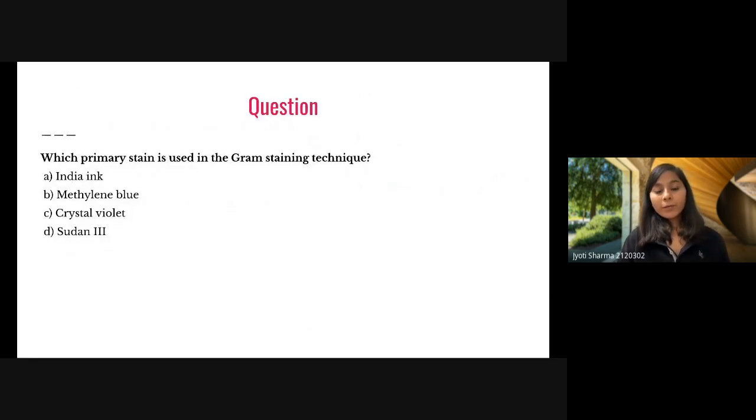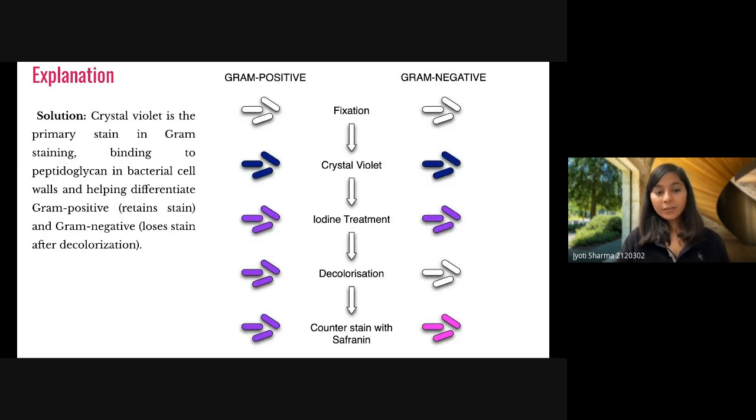What kind of staining technique, or what staining material, can we use to differentiate whether our bacteria is gram positive or gram negative? We will use the crystal violet stain. You can see here, if it is gram positive, after staining it will give you the purple color. But if the bacteria is gram negative, then it will give you the pink color after staining. That's how crystal violet can be used to differentiate between gram negative and gram positive bacteria.